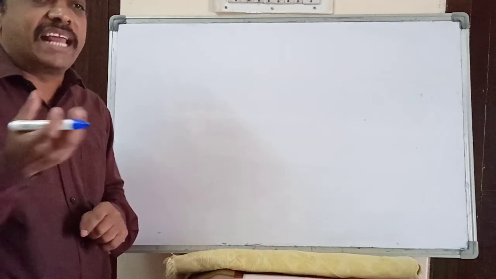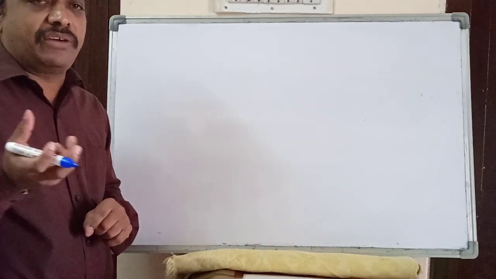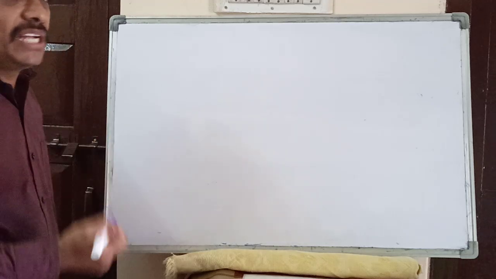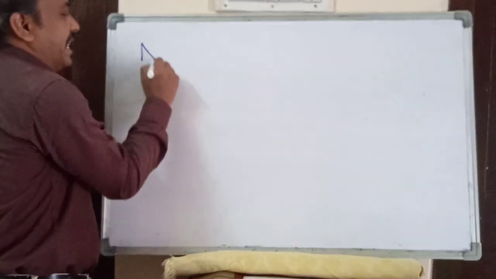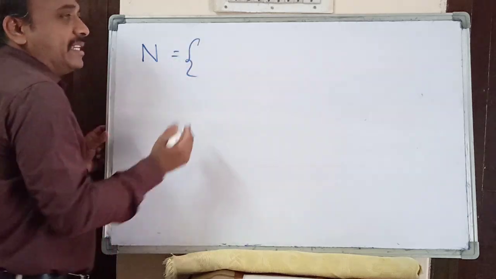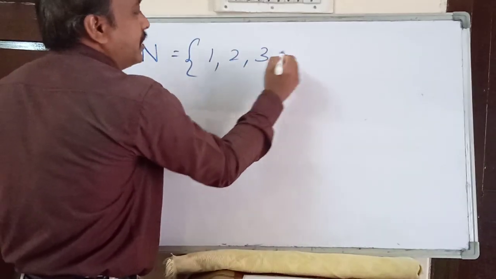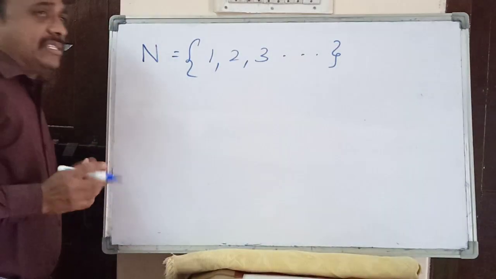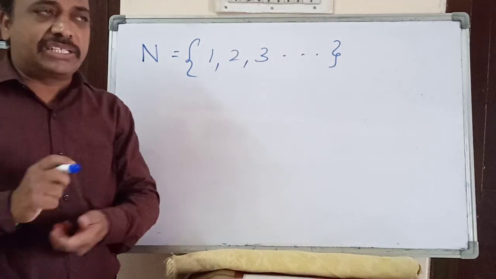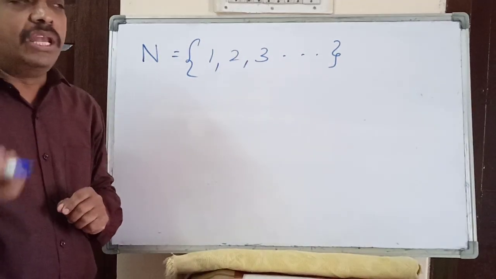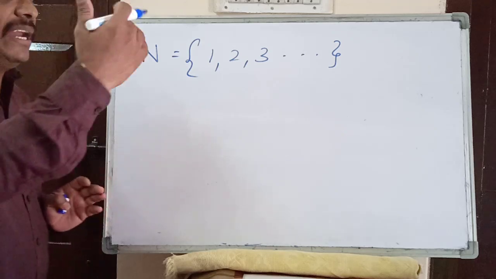A set is nothing but a collection of objects of the same kind. The set of natural numbers is denoted by N, the collection of all these numbers 1, 2, 3 and so on. Next, when we add 0 to these natural numbers, it becomes whole numbers, starting with 0 and endless.